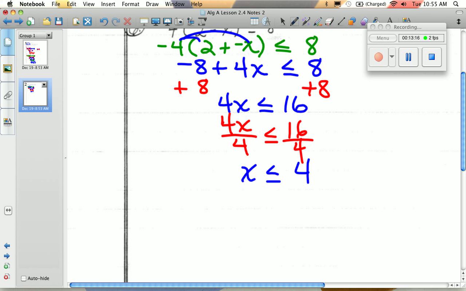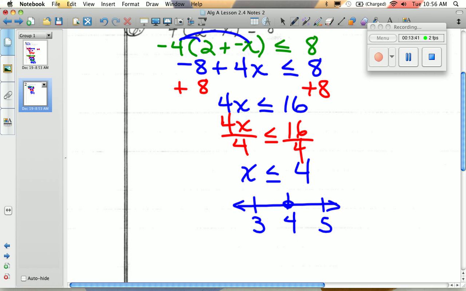Anybody think we should have switched the symbol? No. Why not? Because we didn't divide by a negative. We divided by a positive. Do we need to do any switching now? Do we like the way our solution reads? Yes. The variable's on the left, so we can go ahead and start graphing.